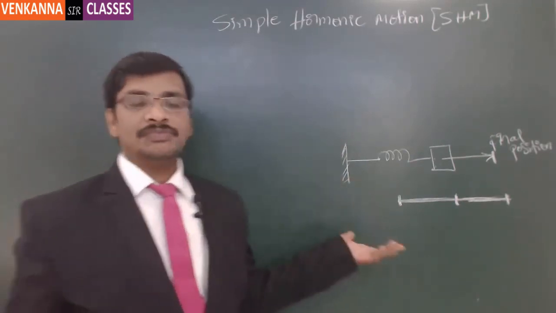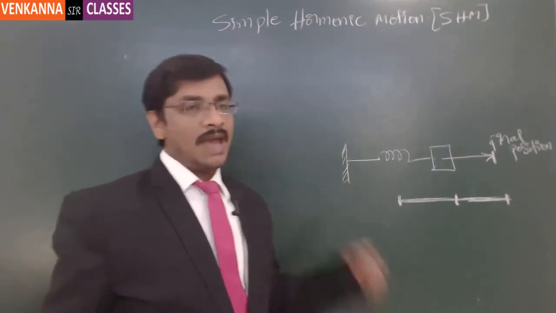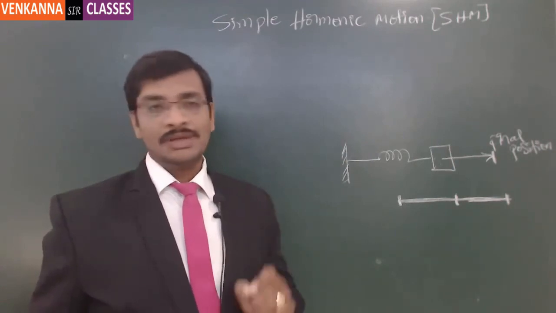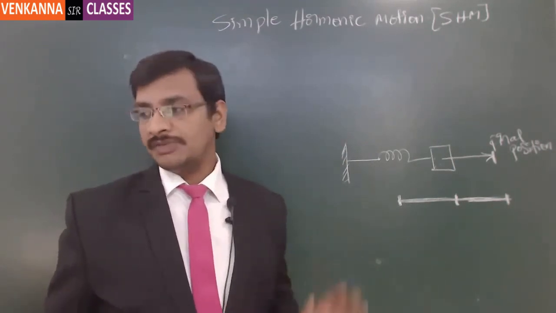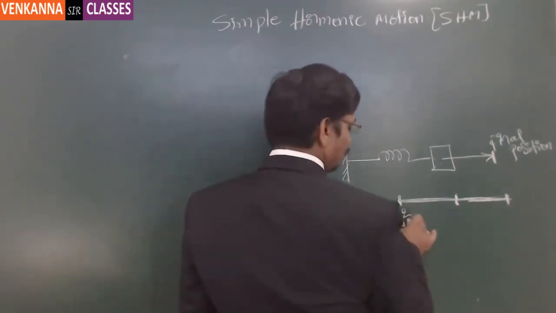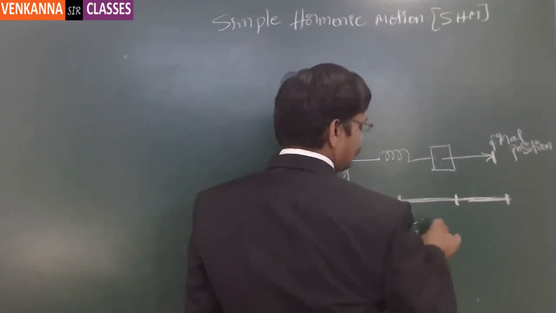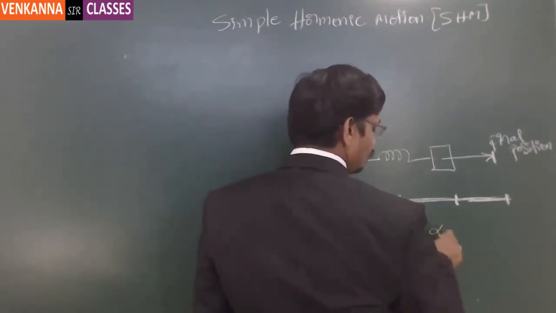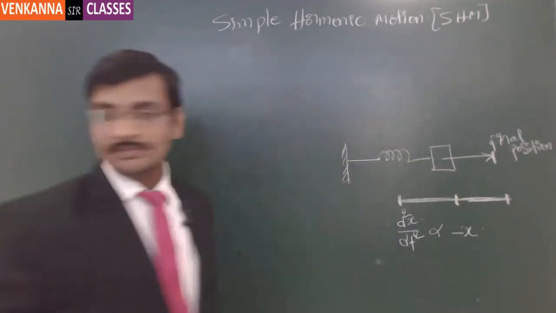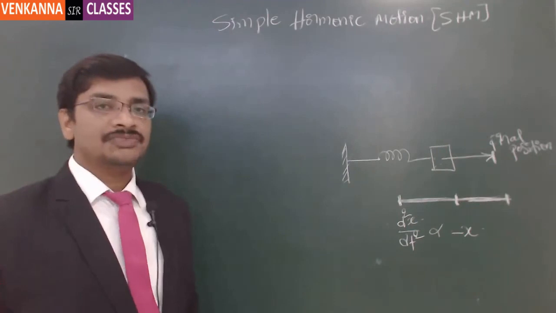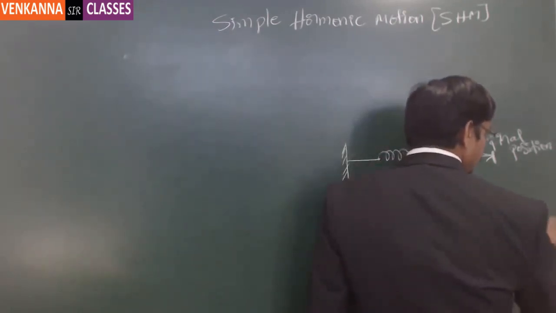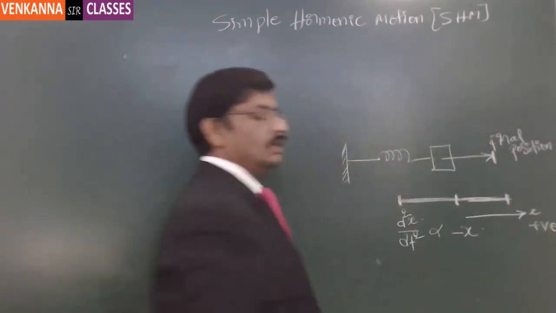But by definition, simple harmonic motion is that in which the acceleration is proportional to the displacement from the central position. That is the fundamental definition. So in the specific case, d square x by dt square should be proportional to x and it should be in the opposite direction to x. In rectilinear motion, the standard convention is that the increasing direction of x is treated as positive and the opposite to that is treated as negative.